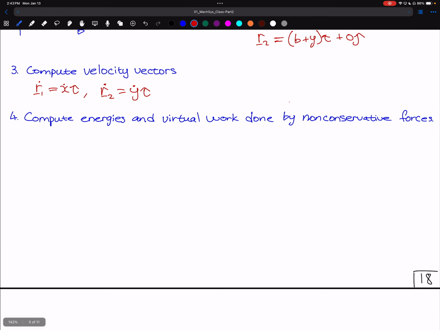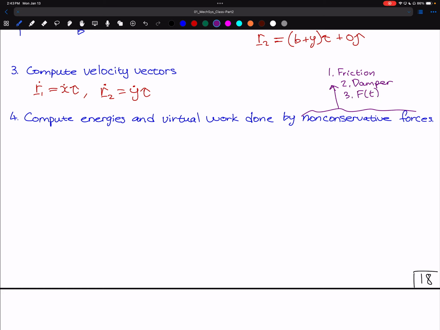So our non-conservative forces: first we have friction, second we have the damper, and then third we'll just say F of t, the external force applied to this system.